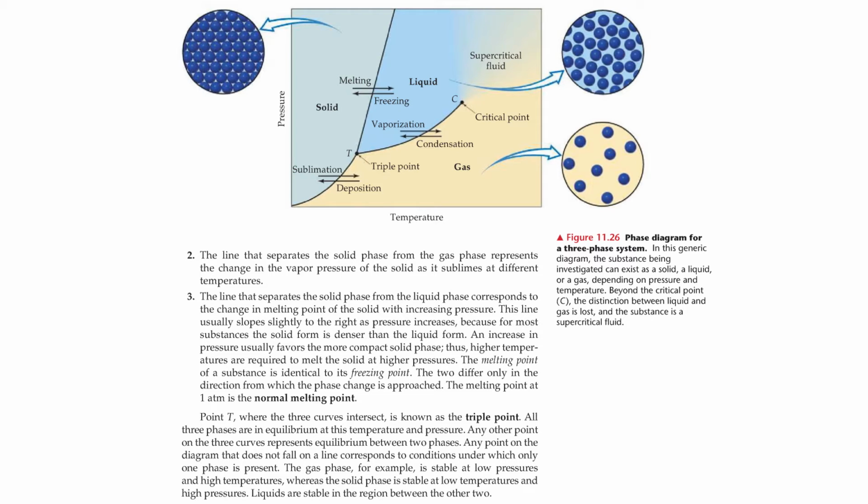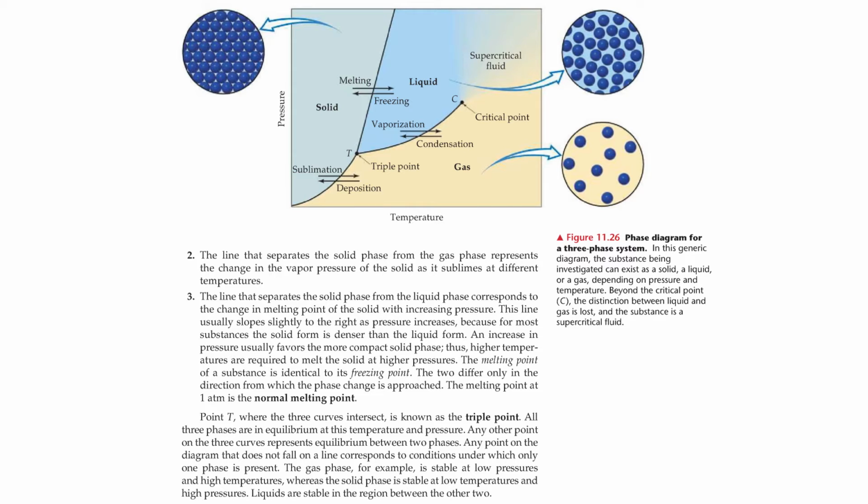2. The line that separates the solid phase from the gas phase represents the change in the vapor pressure of the solid as it sublimes at different temperatures. 3. The line that separates the solid phase from the liquid phase corresponds to the change in melting point of the solid with increasing pressure.